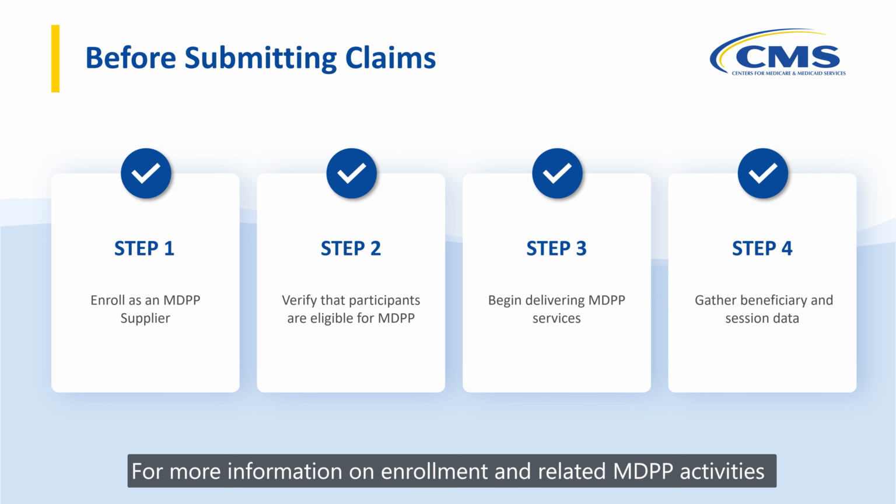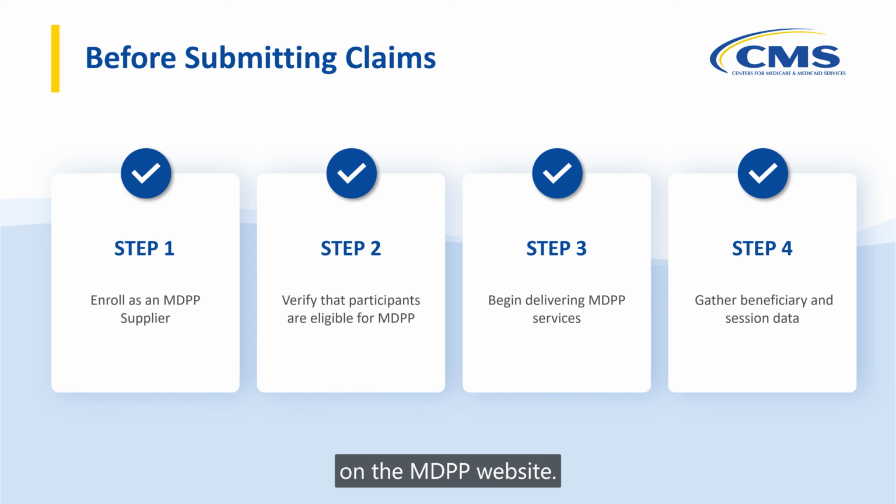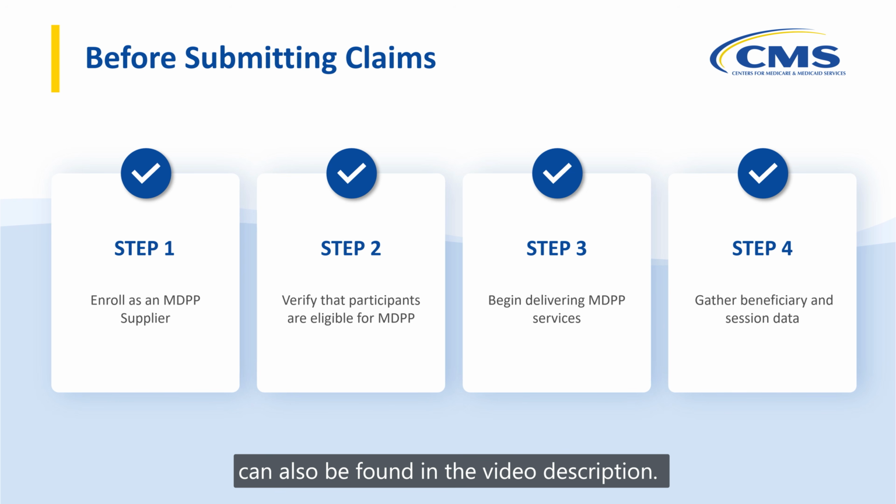For more information on enrollment and related MDPP activities, you can find helpful resources such as the eligibility fact sheet on the MDPP website. Links to helpful resources can also be found in the video description. For the remainder of this video, we assume that these steps have been completed.